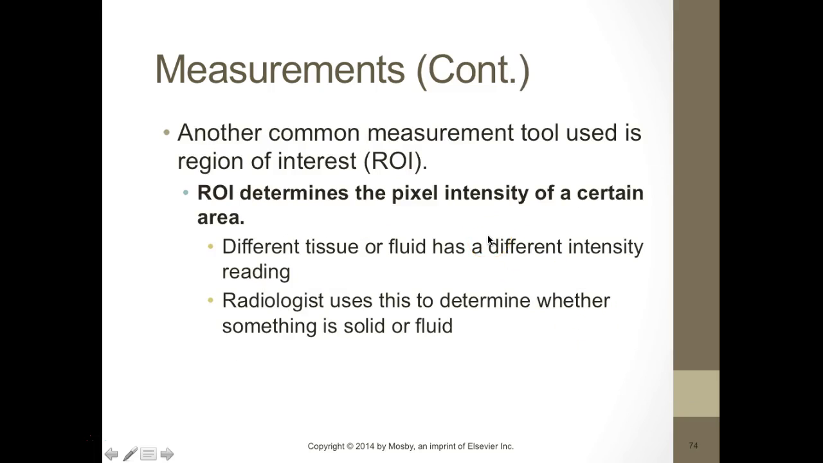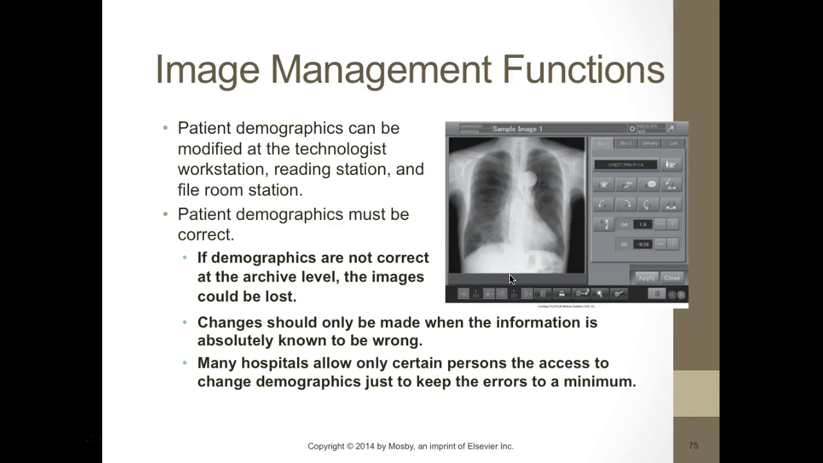All right, another common measurement tool is the ROI, the region of interest. ROIs determine the pixel intensity of a certain area. Different tissues or fluids have different intensities in the pixels. So the radiologist uses this to determine whether it's solid or fluid filled. When we're looking at cysts, this is a great way for the radiologist to be able to tell. It's going to give us what's called a Hounsfield unit. The Hounsfield unit will tell us if it's solid or liquid, using the ROI.